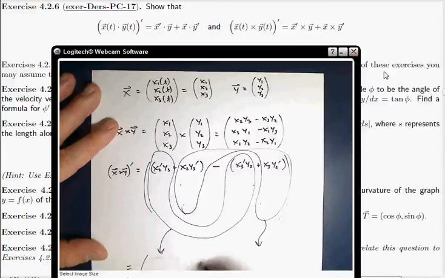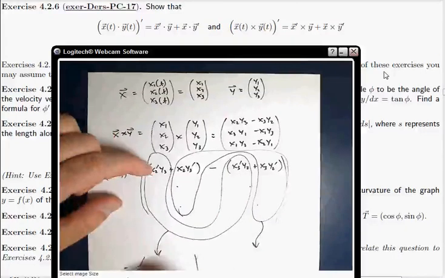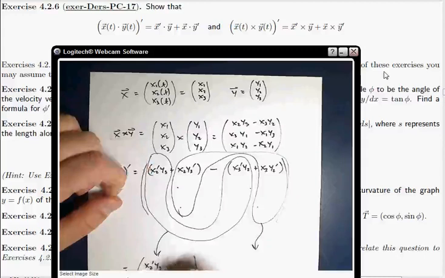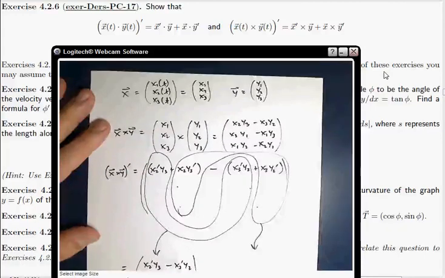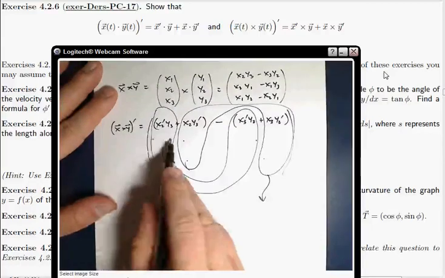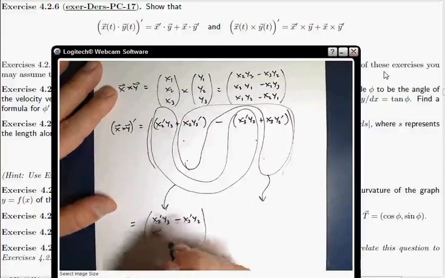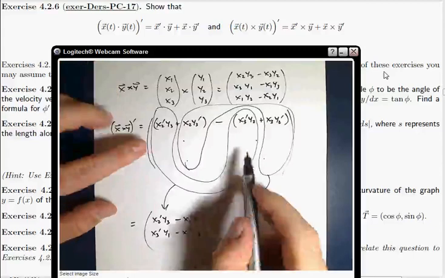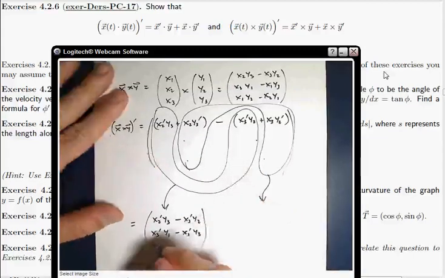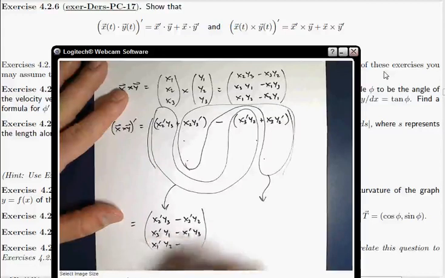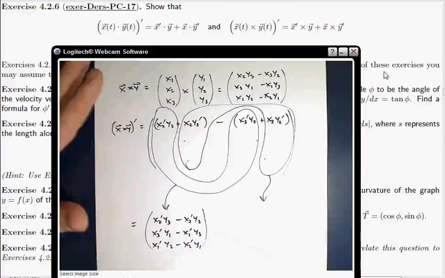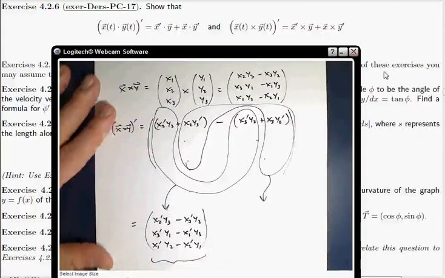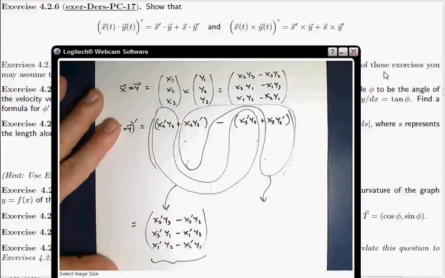So let's look at these things here. What have I got? I've got x2 prime y3 minus x3 prime y2. The next one is x3 prime y1 minus x1 prime y3. And then the next one down here is x1 prime y2 minus x2 prime y1, which you'll notice is exactly x prime cross y.